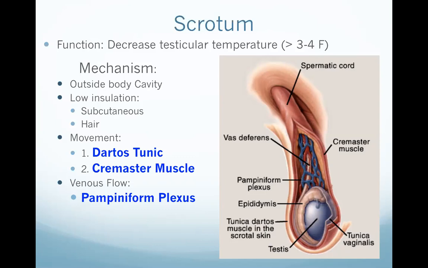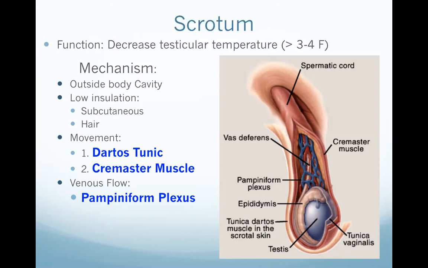So again, we have dartos tunic, which is part of the skin. It's the underlayers between the subcutaneous and the dermis. And then we have cremaster muscle, which is part of the internal abdominal oblique that comes through the inguinal canal, down the spermatic cord, and wraps around the testis.